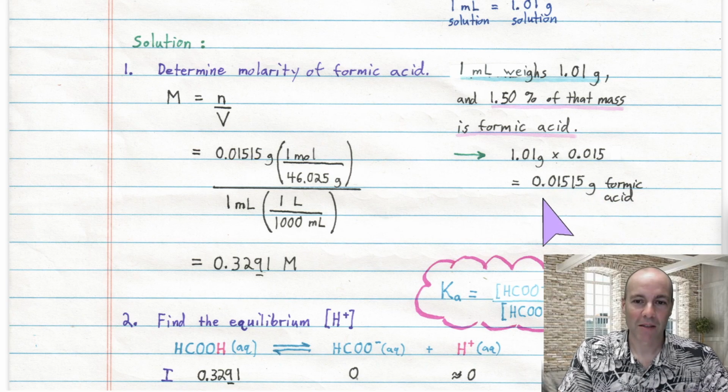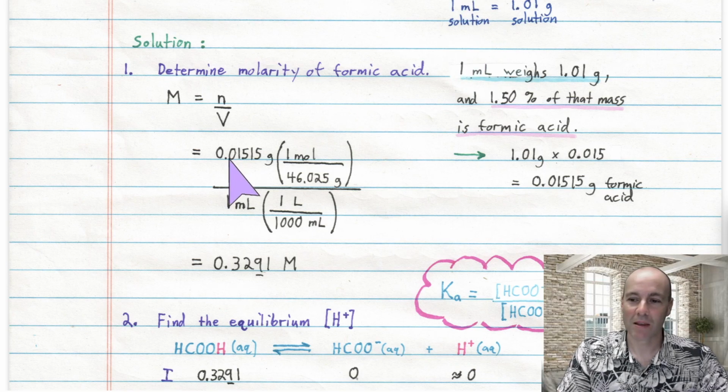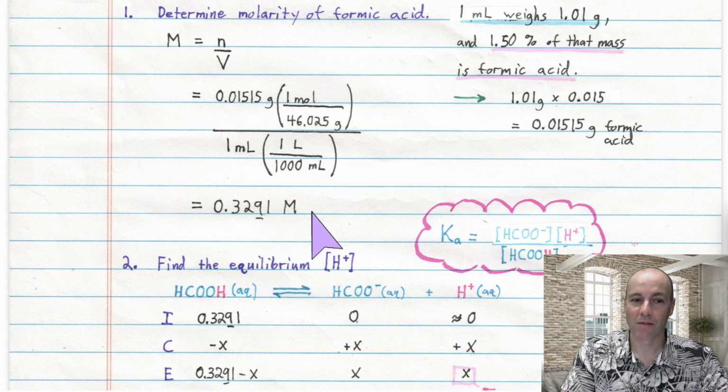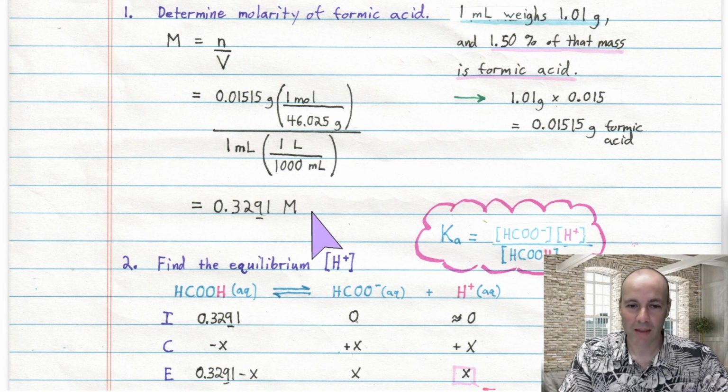So now we know the mass of formic acid and the volume of solution. So we take the mass of formic acid and, using its molar mass, calculate the moles of formic acid. So that's moles of formic acid up there. We need to divide that by the liters of solution. So 1 milliliter, convert that to liters. So this is the liters of solution down there. And when you run this calculation, you get 0.329 molarity. So that's the molarity of the solution of formic acid. It took a little bit of work to get that. Now we know the concentration of the acid.